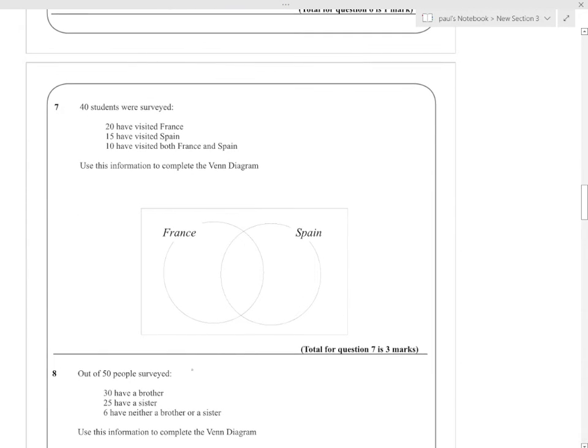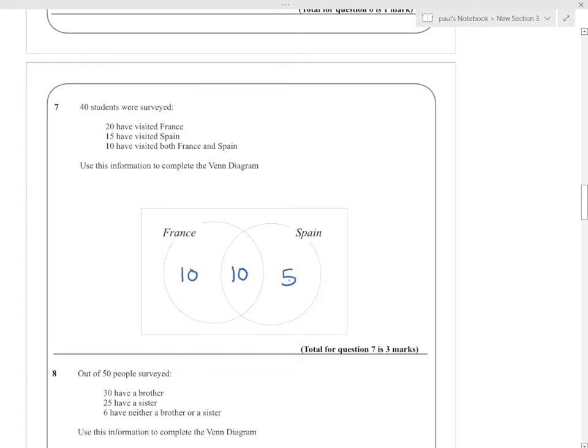Now we've got a probability one. Okay, so 40 students were surveyed. The left-hand circle are the people who went to France, the right-hand circle are the people who went to Spain, and 10 people visited both France and Spain. Use this information to complete the Venn diagram. So we'll have 10 people that went to both. Now, if 20 have gone to France, that will include those 10 that went to both. So there are 10 people that only went to France. And if 15 visited Spain, that will include those 10. So there are 5 people that only went to Spain.